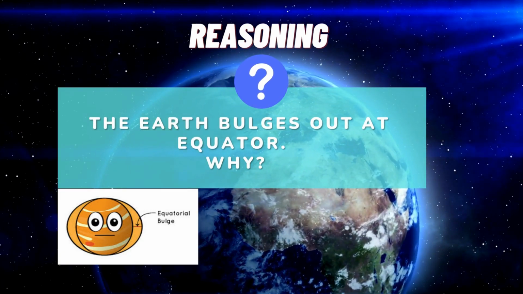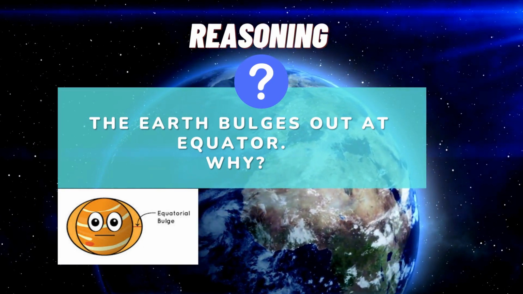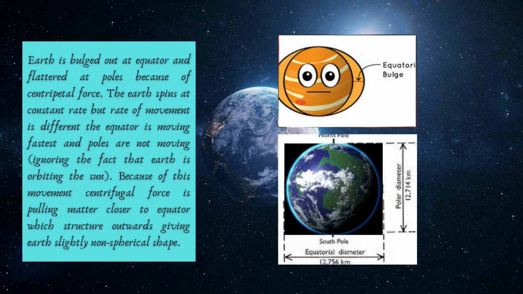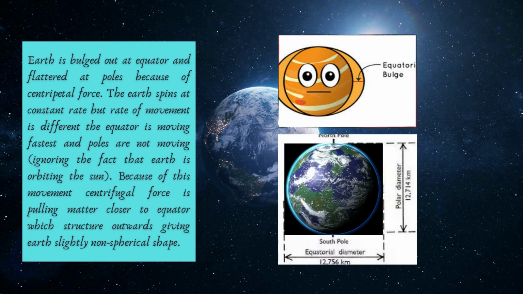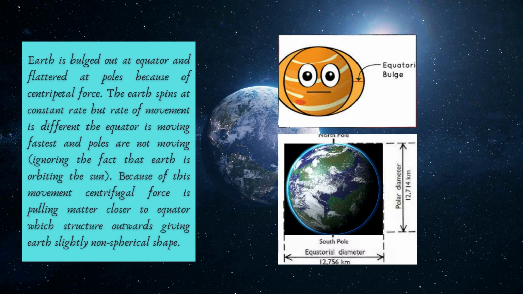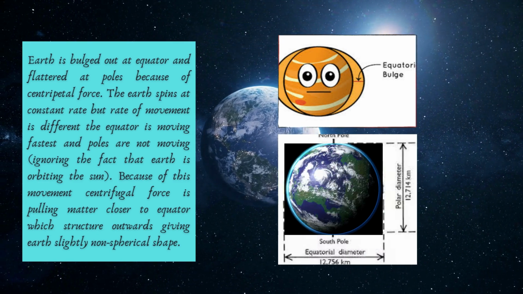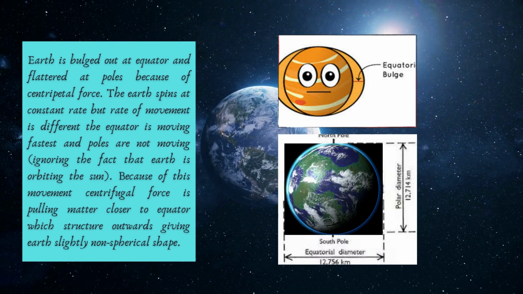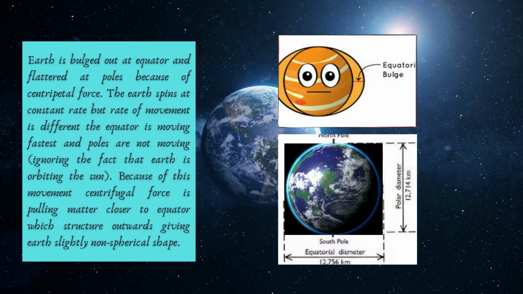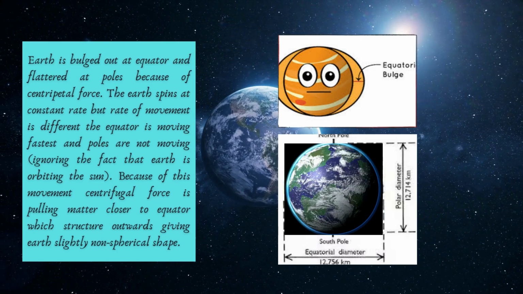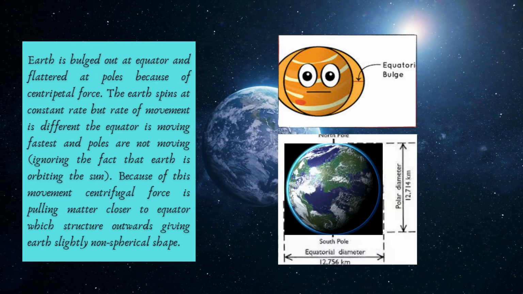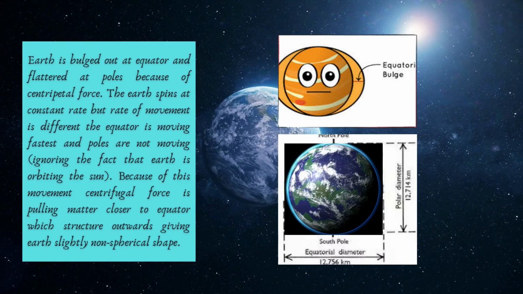The Earth bulges out at the equator. Why? Earth is bulged out at the equator and flattened at the poles because of centrifugal force. The Earth spins at a constant rate, but the rate of movement is different. The equator is moving fastest and the poles are not moving, ignoring the fact that Earth is orbiting the Sun. Because of this movement, centrifugal force is pulling matter closer to the equator, which pushes the structure outwards, giving Earth a slightly non-spherical shape.